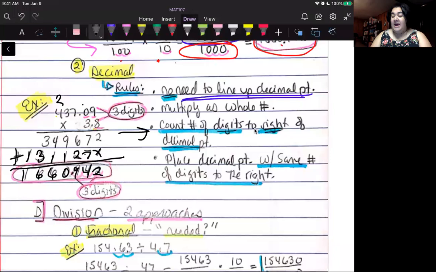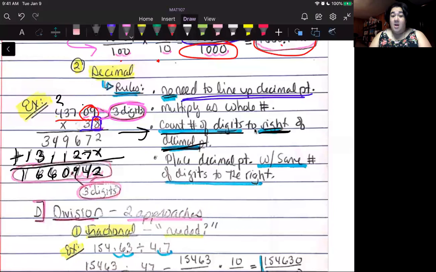Now, once we get to the answer, we are ready to do this step right here, which is to count the number of digits that were to the right of the decimal in the problem. In the problem, okay? So we come back up here and we notice that in our first number, there were 2 digits to the right of the decimal. In our second number, there was 1 digit to the right of the decimal, making a total of 3 digits that were to the right of the decimal in the problem.